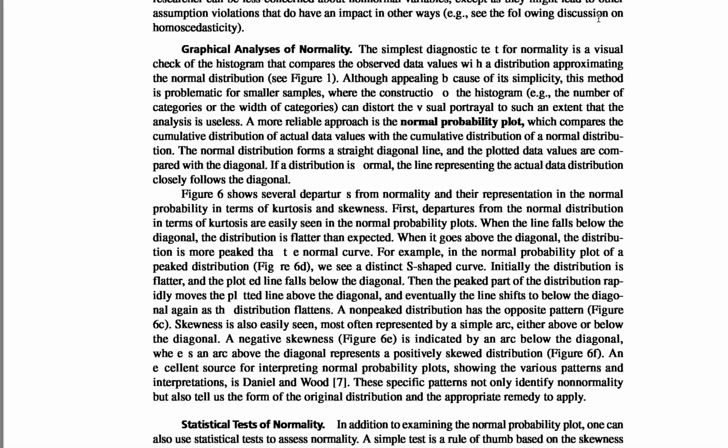Skewness is also easily seen, most often represented by a sample either above or below the diagonal. A negative skewness is indicated by a line below the diagonal. Above the diagonal represents a positively skewed distribution. These are the rules for interpreting the normal probability plot, showing that the various patterns of interpretation are distinct. These specific patterns not only identify non-normality but also tell us the form of the original distribution and the appropriate remedy to apply.